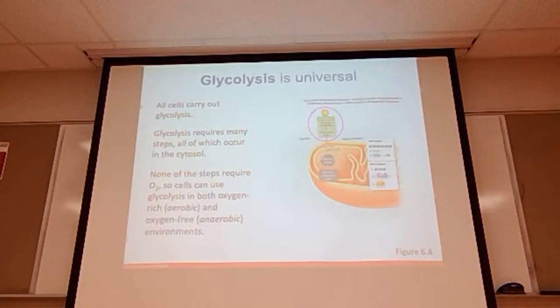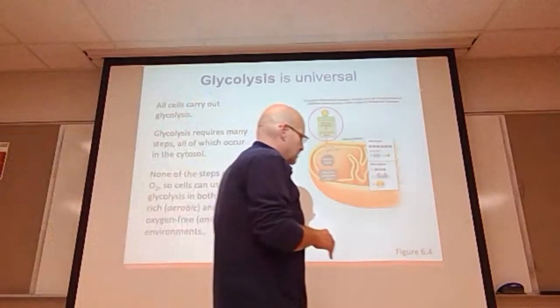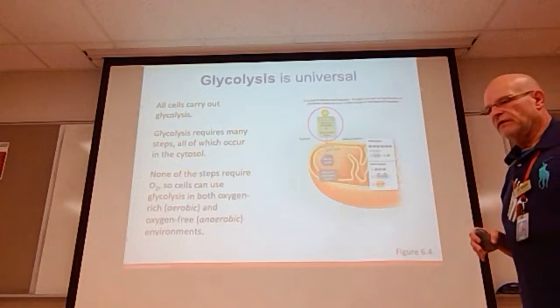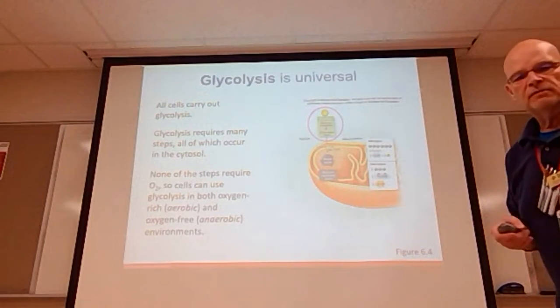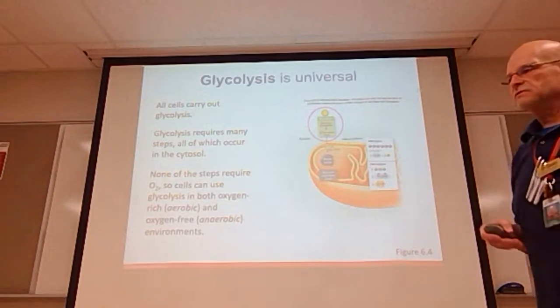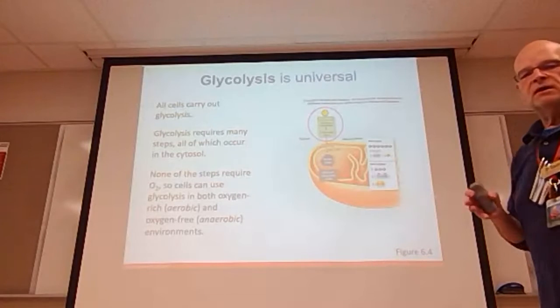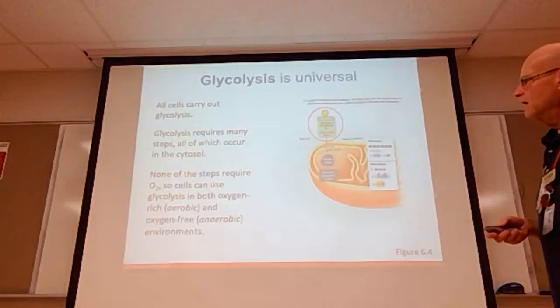So glycolysis is universal. All cells undergo glycolysis. So, on your exam, which of the following statements is true? Glycolysis only occurs in animal cells. Glycolysis only occurs in plant cells. Glycolysis sometimes occurs in bacteria, or glycolysis occurs in all cells. Glycolysis occurs in all cells.